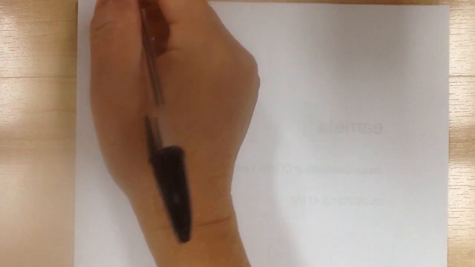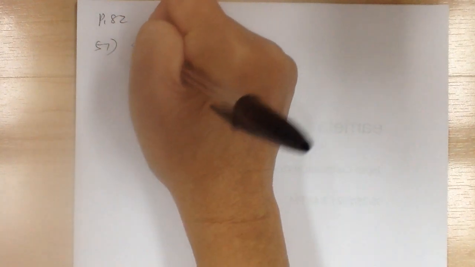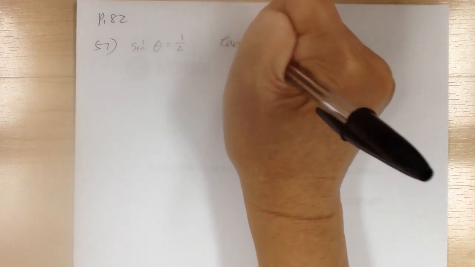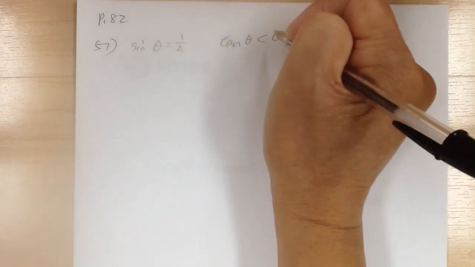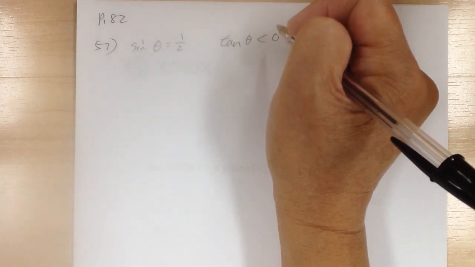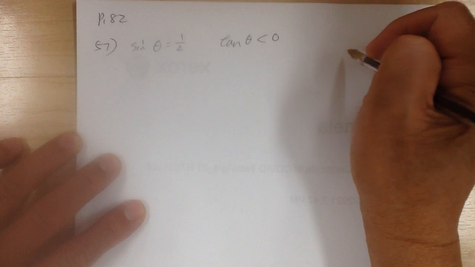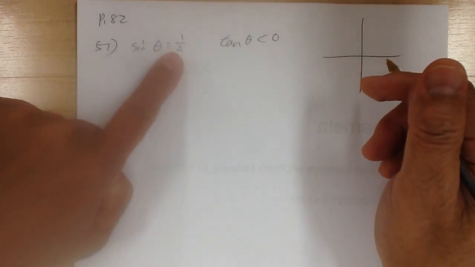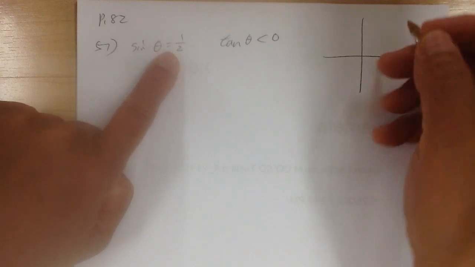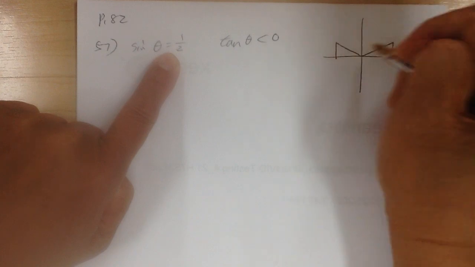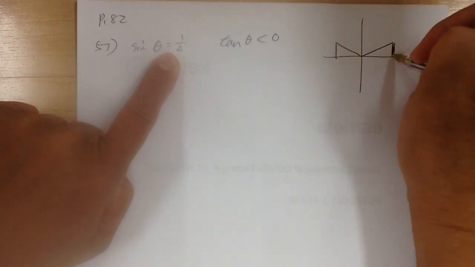Okay, number 57. So you have sine theta equal to 1/2, and tangent theta is less than 0. And we're looking for the other five trigonometric ratios. Basically what you need to do is locate your triangle. Sine is positive. Remember, sine is vertical. So positive is 1/2. So you're going to get this one and this one, right? Sine is vertical, it's positive.